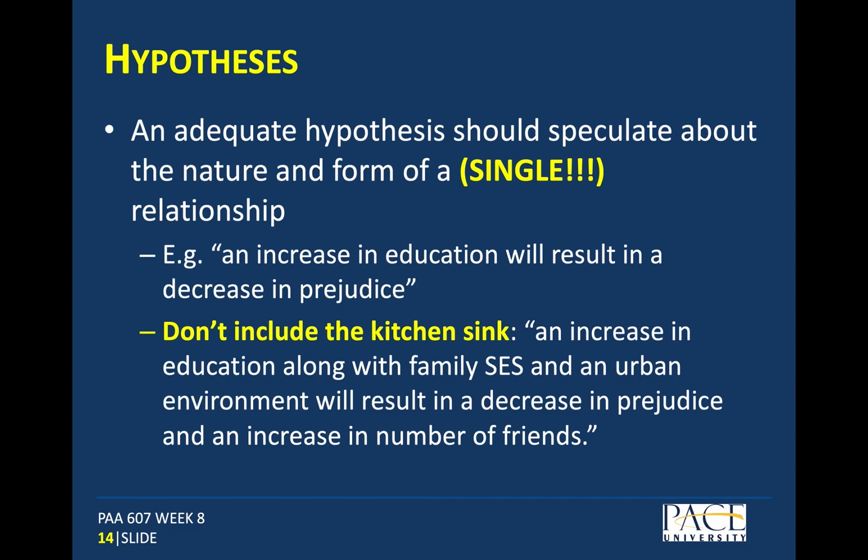Now, a little bit more about hypotheses. So an adequate hypothesis should speculate about the nature and form of a single relationship. So for example, an increase in education will result in a decrease in prejudice. For example, you do not want to include the kitchen sink. For example, an increase in education along with family socioeconomic status and an urban environment will result in a decrease in prejudice and an increase in the number of friends. This is too many things going on at once in one statement. You want to test the relationship between one thing and another thing. One single relationship. This is very important.